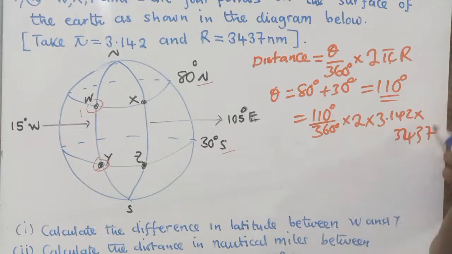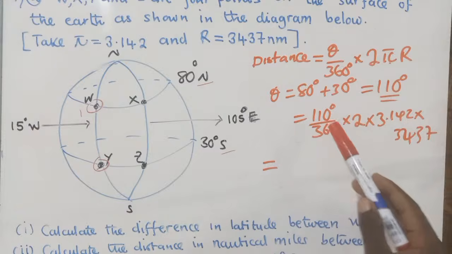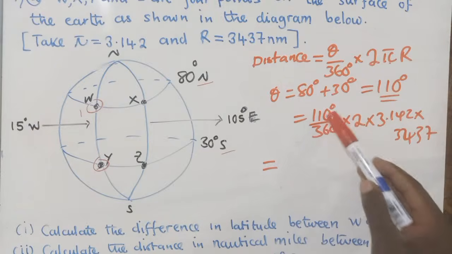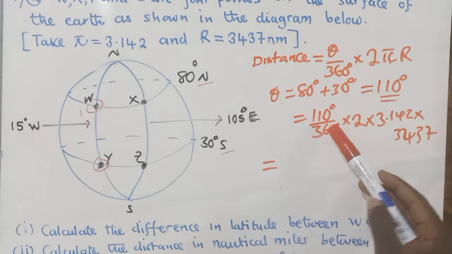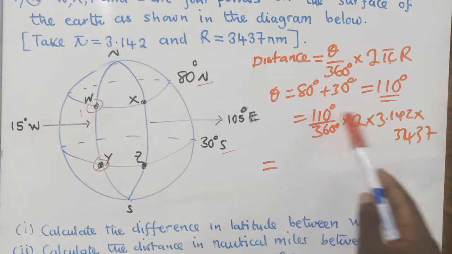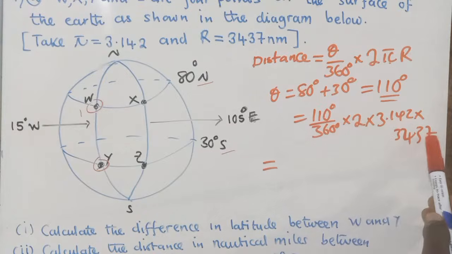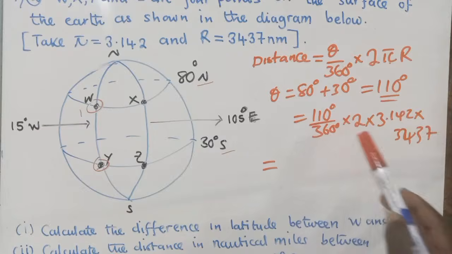I'm running out of space, that's why I've put it here. And then you say equals. You get your calculator nicely and just multiply, because this is a fraction, guys. What happens with fractions is you multiply this number by this, by this, by this. Forget about the 360, which is down there.